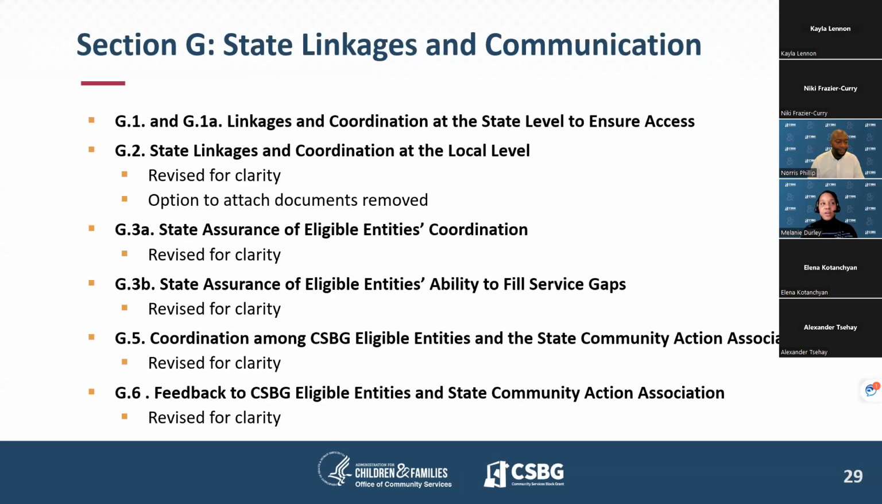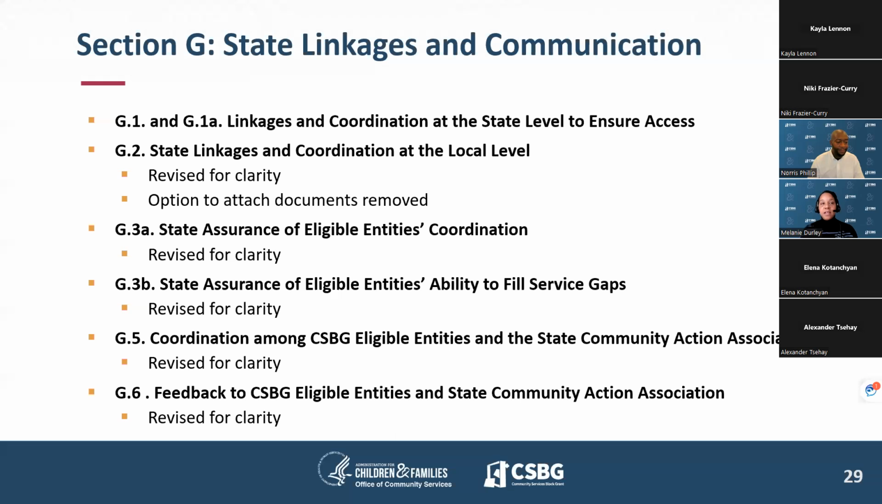For G5, coordination among CSBG eligible entities and state community action associations. The state should provide additional information that clearly describes the coordinated efforts between the state action associations and eligible entities. To effectively coordinate and link services, OCS recognizes the importance of communication in the network. OCS would like to see how the CSBG State Office, State Community Action Association, and entities work together to better serve individuals and families. On to G6, feedback to CSBG eligible entities and the State Community Action Association.